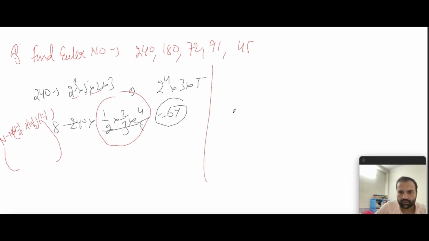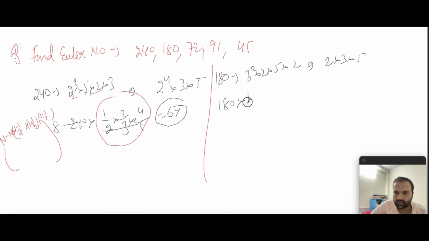Okay, you can also do it with me so that you can gain the momentum, and later on you can practice as much as you want. So 180, it would be 18 into 10. 18 is 9 into 2, and 10 is 5 into 2. So 9 into 2 into 5 into 2. So basically the prime factors are 2, 3 and 5, irrespective of how many times each is repeating, it doesn't matter. So it will be 180 into 1 by 2 into 2 by 3 into 4 by 5, again 48, isn't it?